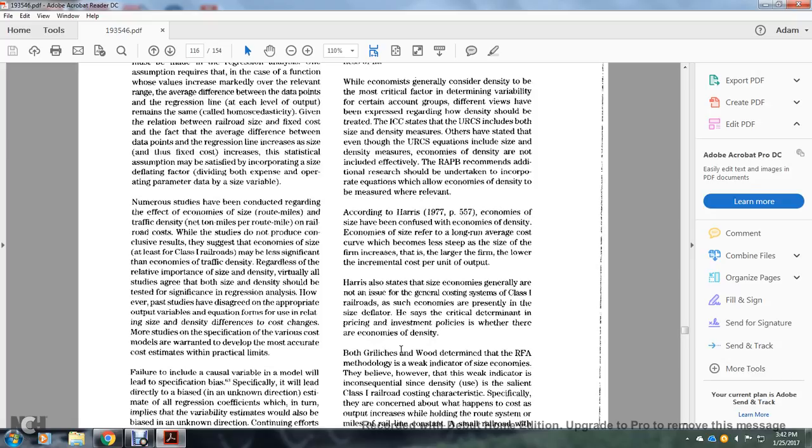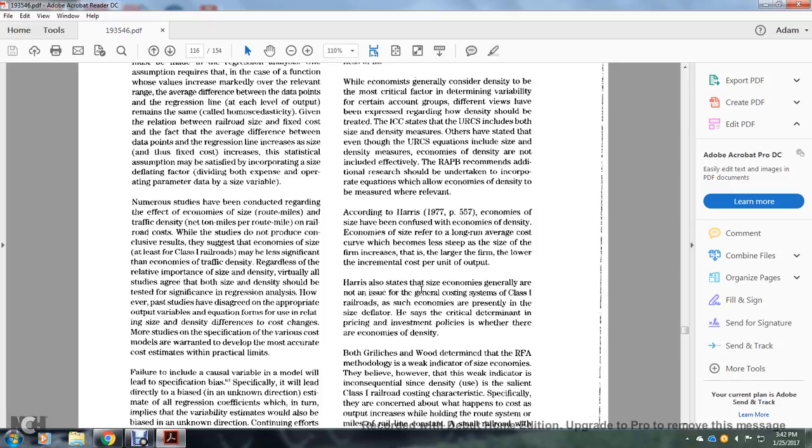Economies of size should not be confused with economies of density. Economies of size refer to the long-run average cost curve, which becomes less steep as the size of the firm increases, but the larger the firm, the lower the incremental cost per unit of output.